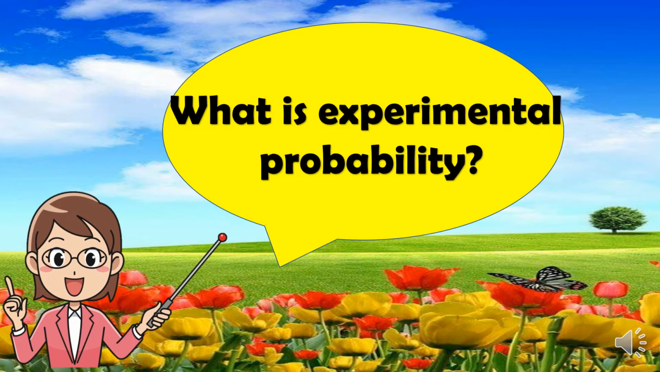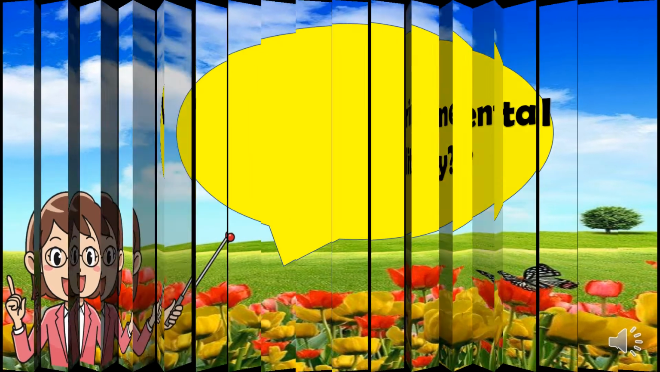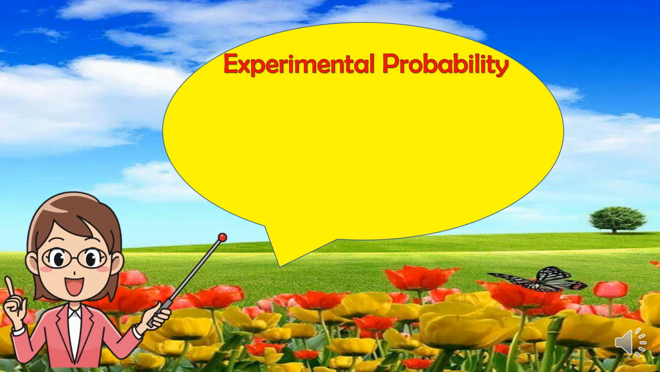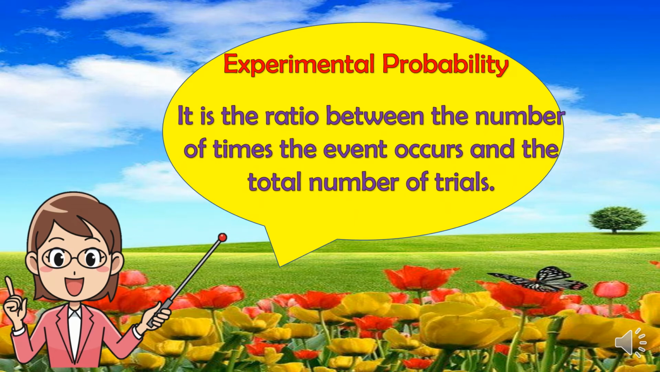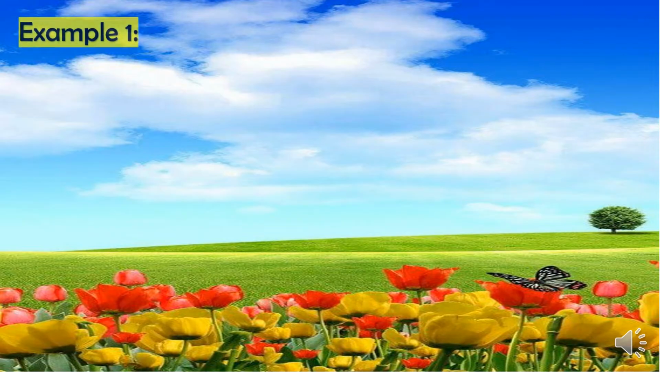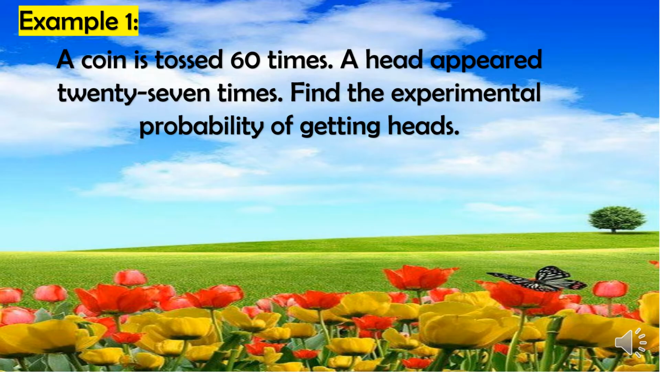Now, what is experimental probability? Experimental probability is the ratio between the number of times the event occurs and the total number of trials. For example, number 1, a coin is tossed 60 times. A head appeared 27 times. Find the experimental probability of getting heads.